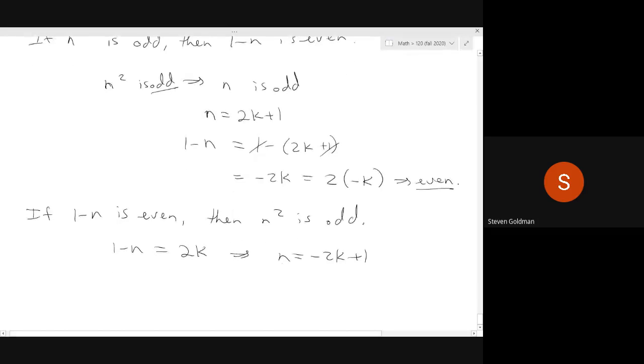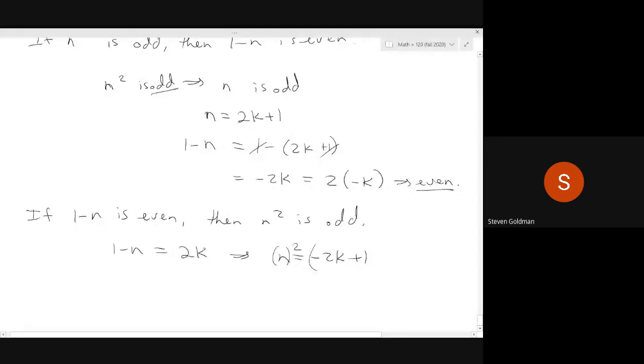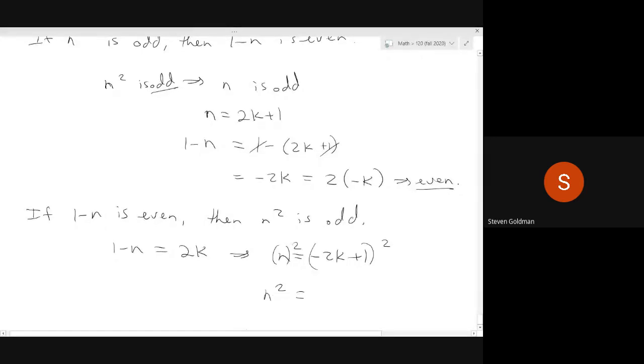All right, now let's get n squared. So we'll square both sides. I get n squared will equal, if you square that, you're going to get 4k squared minus 4k plus 1. Okay, and that's odd.